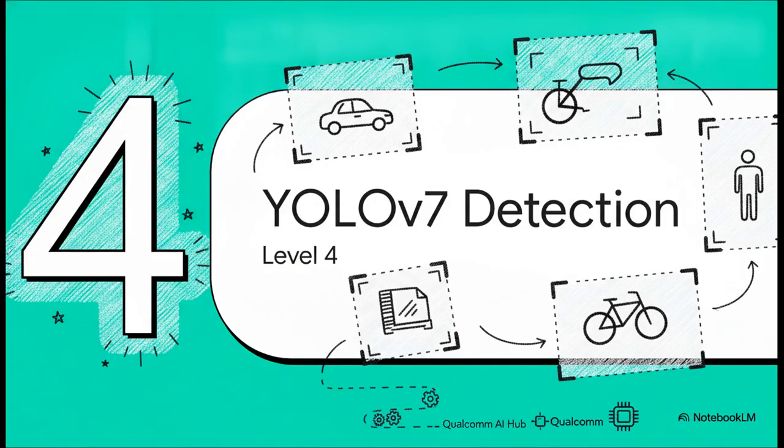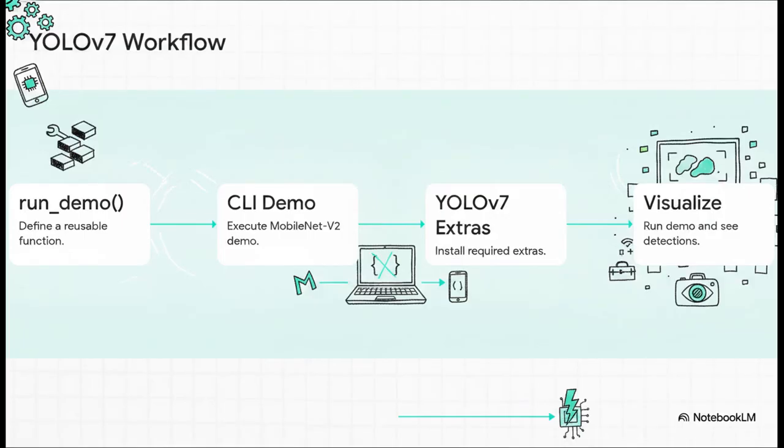All right, on to level 4, object detection with YOLOv7. We are stepping it up from simply asking what is in an image to pinpointing exactly where it is. To speed our workflow up, we create a reusable run demo function to handle official command line demos. We give the MobileNet demo a quick spin, and then we pivot. We install the specific extras needed for YOLOv7, run the new detection demo, and then visualize it. This lets us literally see the generated bounding boxes drawn perfectly around our detected objects.